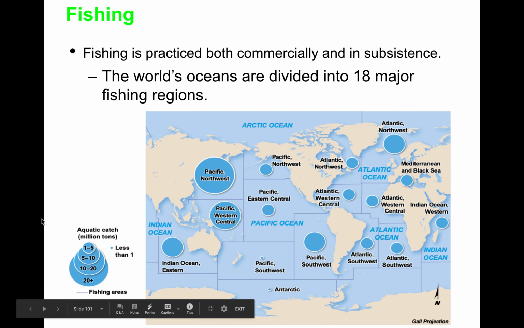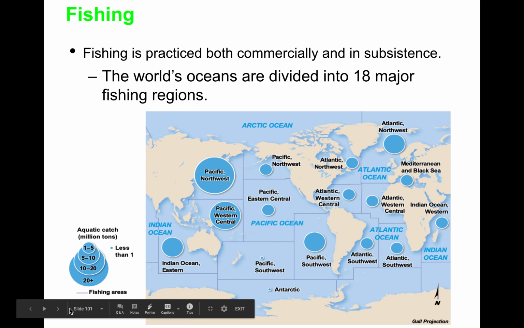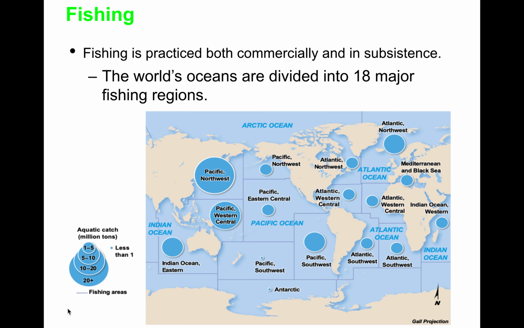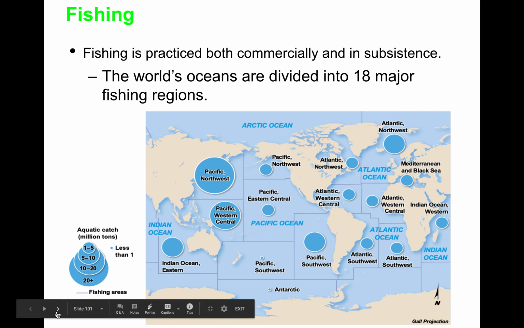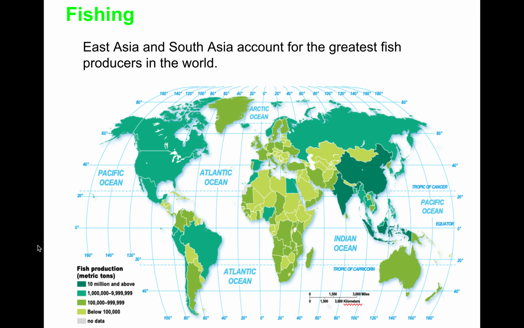There are zones in the world. They're divided into 16 major fishing regions, as you can see right here. These dots represent the 16 regions. And China is responsible for nearly a third of all the world's yield of fish. East Asia and South Asia are the greatest fish producers.